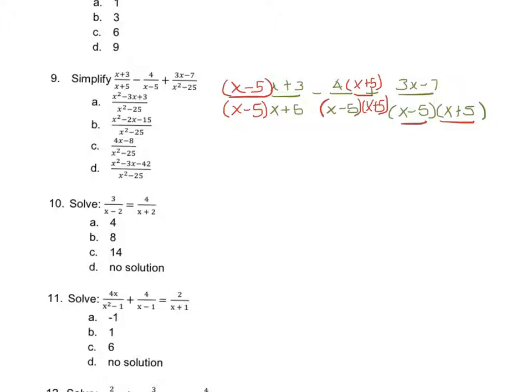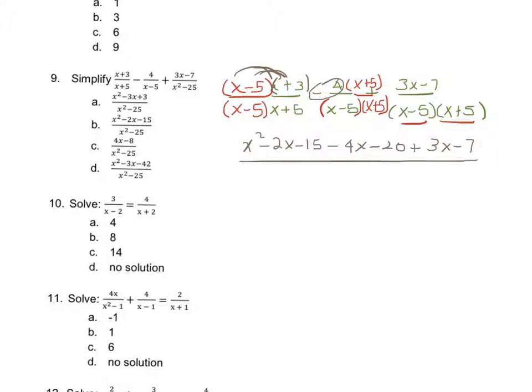And the third one already has the correct denominator. So now multiplying my numerator together, I get x squared minus 2x minus 15. I just distribute. Okay, I just did a big FOIL problem there, if you will. Here I have to distribute a negative 4, so I get negative 4x minus 20 plus 3x minus 7. That's the third term, all over the common denominator, x minus 5, x plus 5.